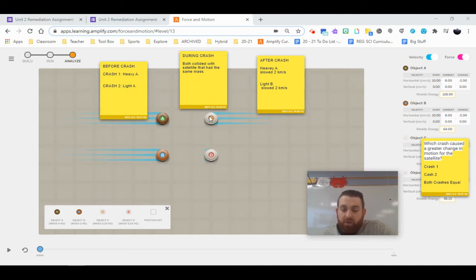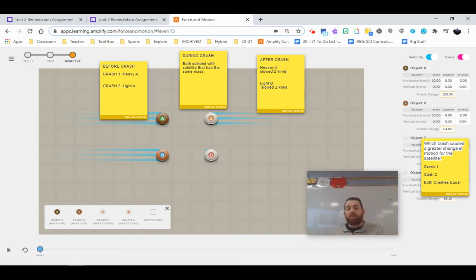We know that during the crashes, the satellite had the same mass. We know that after the crash, both of them had equal changes in their velocity. And you can see that here. When object A, the heavy object, collides, it changes by 2, slowed by 2. B, same thing. Started with 10, went to 8, slowed by 2. Trying to figure out which crash, was it this one or this one, caused a greater change for the satellite, which is going to be these objects here. We're looking at which one has a greater change to its velocity.